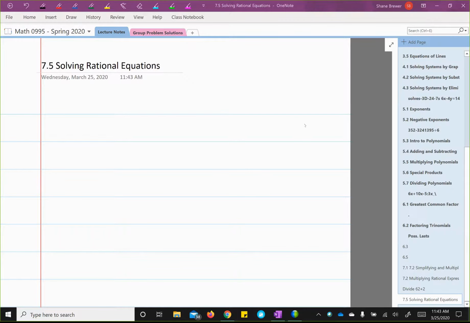We're solving equations that contain rational expressions.